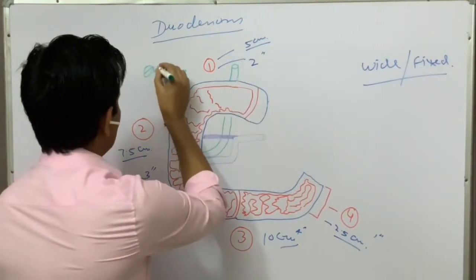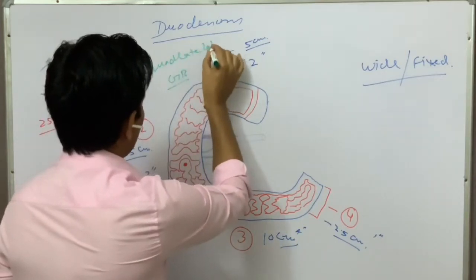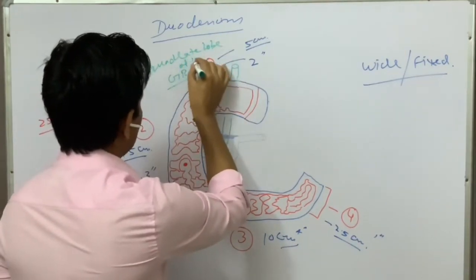So the second one is the quadrate lobe of the liver.